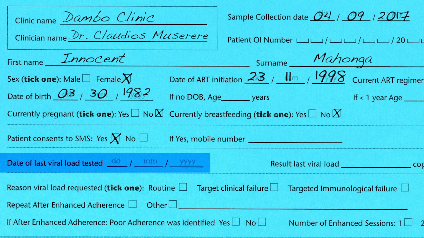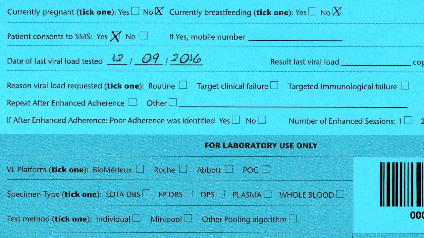In the date of last viral load tested, enter the information from patient's notes or green book. Note that the date follows the same format as in other places on the form. Using the patient's notes or the green book, enter the results of the last viral load test. The next several fields are for documenting the reason for the test.